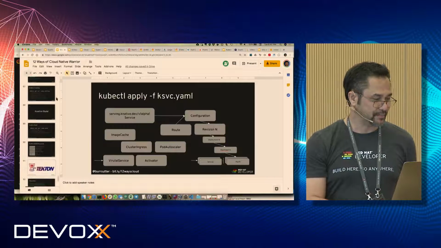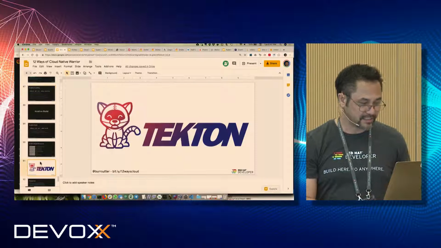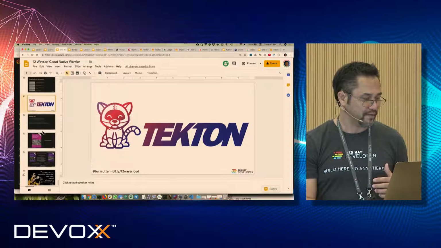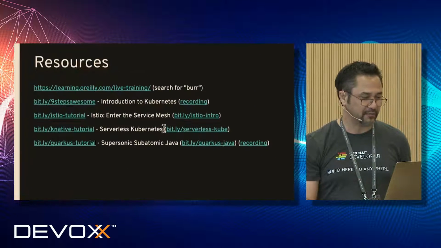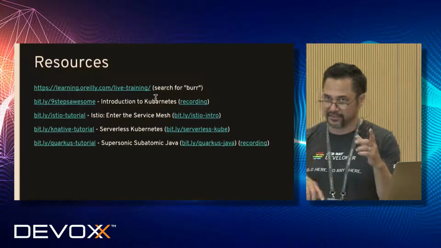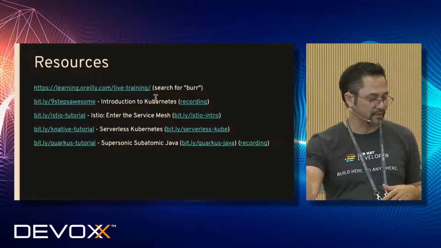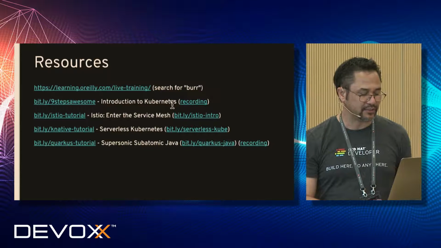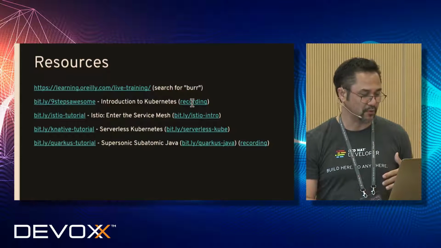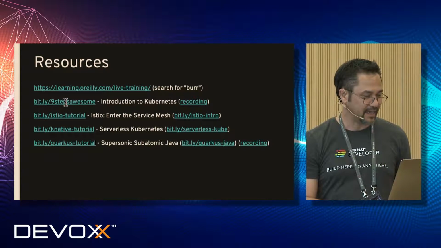And so let's kind of wrap things up. As I mentioned, there's this thing called Tekton, which is Knative build. One thing I want you to be aware of in this deck is all this other set of resources. I actually run 3-hour sessions on Istio and 3-hour sessions on Knative with O'Reilly approximately every month. The intro class for this was 9 Steps to Awesome. There's a recording here. And here's the link to the slide deck.